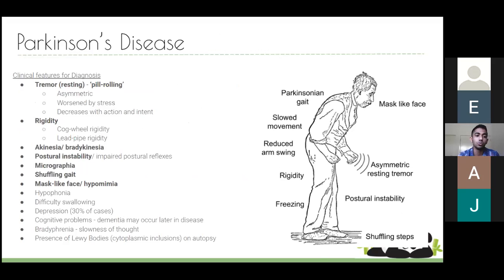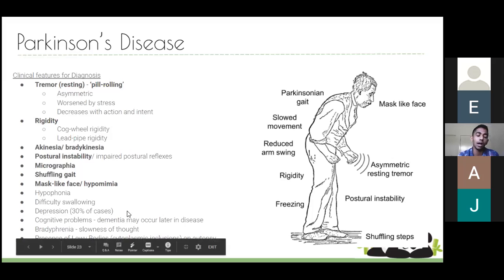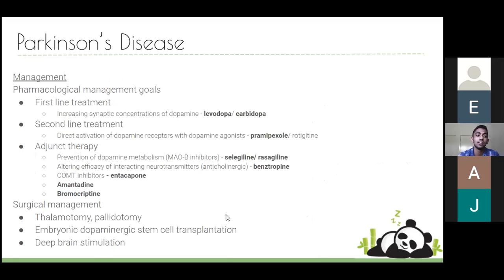Yep, cool. These are some of the symptoms. So we've talked about these 4 already. That pill rolling tremor, rigidity, less movement, postural instability, smaller writing, shuffling gait, mask-like faces, or less facial expression, pretty much, hypomimia, hypophonia, quieter voice, and then you get cognitive problems, as well as depression, things like that, which is also bad.